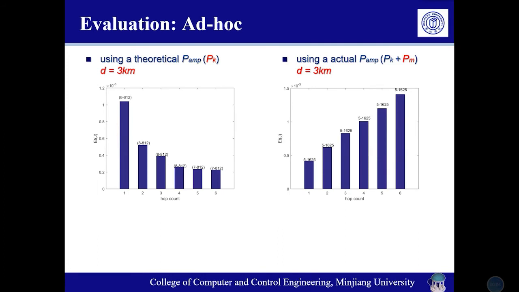Based on the evaluation of node-to-node communication, we further simulated the ad hoc communication of 2.4 GHz LoRa. We first obtained the spreading factor and bandwidth that minimize the transmission power based on the one-hop transmission distance. Then, we calculated the total energy consumed by all nodes when using different hop counts, and the result is shown in the figure.